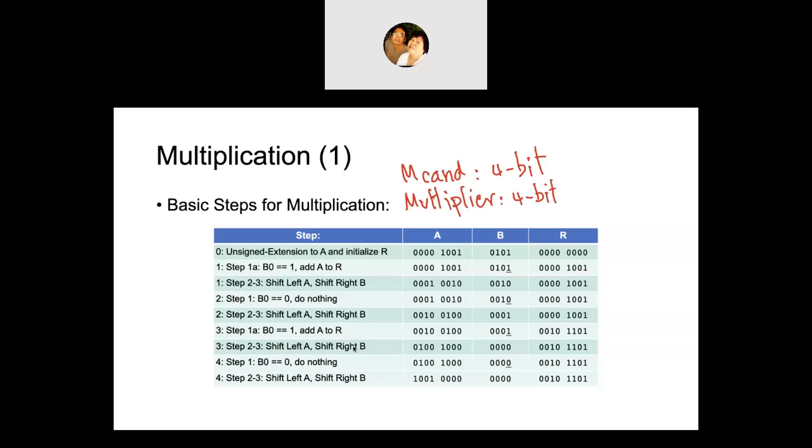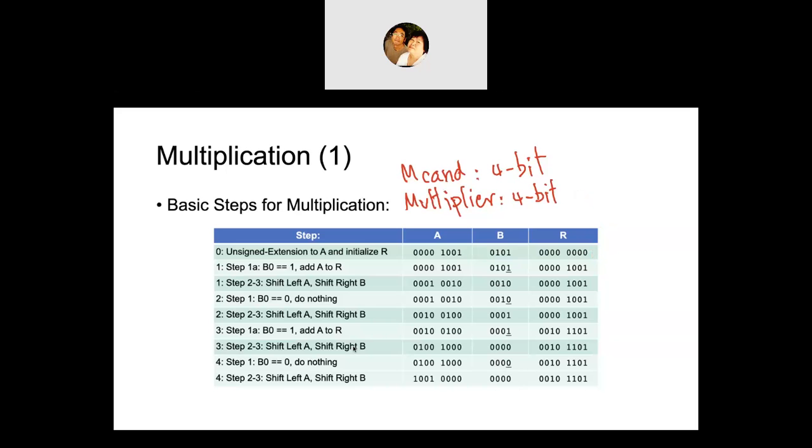They are 4 bits long, but in the algorithm we need the multiplicand register double the size of the multiplicand. If we have a 4-bit multiplicand, we need the multiplicand register to be 8-bit. But for the multiplier, we need only 4-bit, the same size as the multiplier here. How about the product register? The product register must be double the size of the original data.